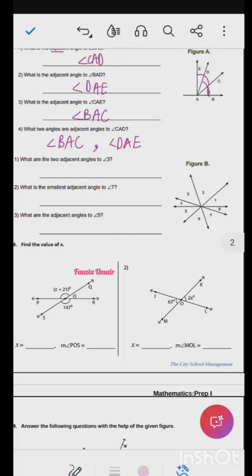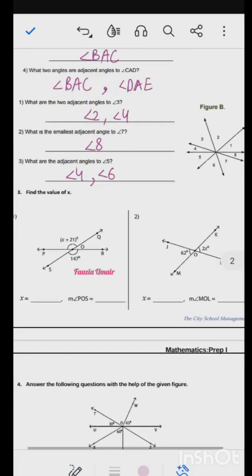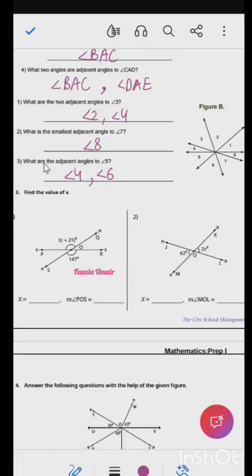So we have done angle on a straight line earlier. This time it is angle around a point. So now, first of all, we need to find out x, and secondly, we need to find out the measurement of angle POS. 147 minus 21. When we do that, we'll get 126. So x is equal to 126.